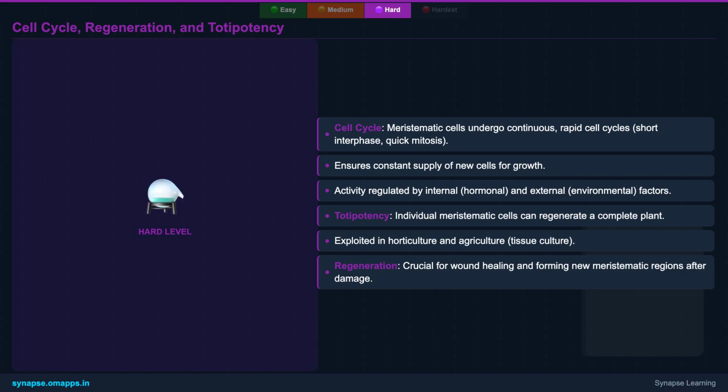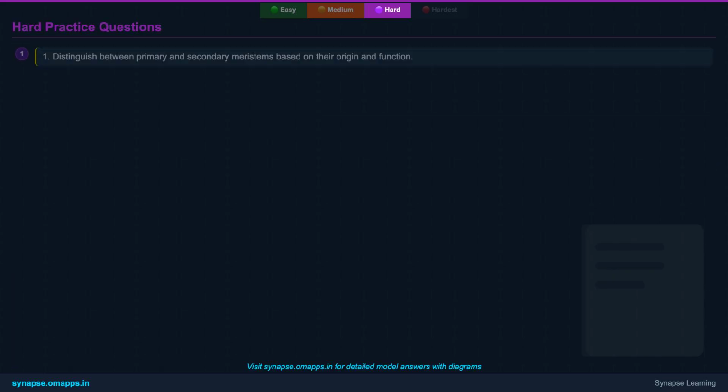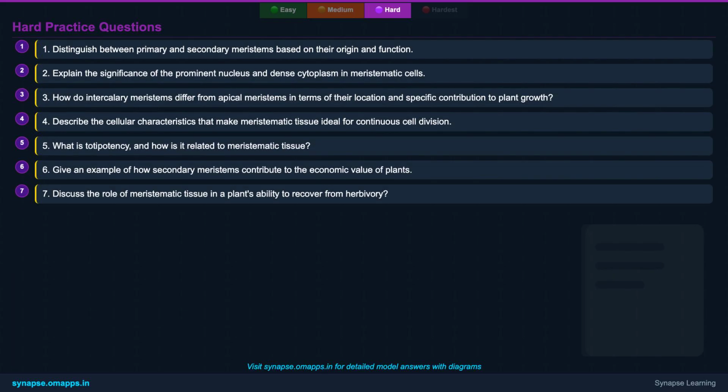This property is not just a biological marvel, it's a cornerstone of plant biotechnology, used for cloning and propagation. They also play a crucial role in repairing damaged tissues and forming new growth after injury. Now, let's tackle these hard-level questions. Challenge your understanding and provide detailed answers.